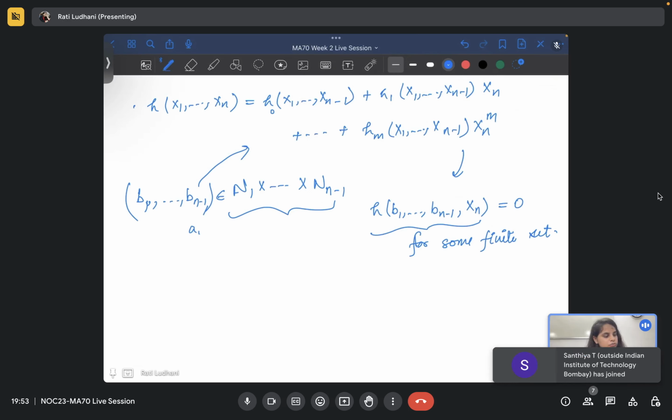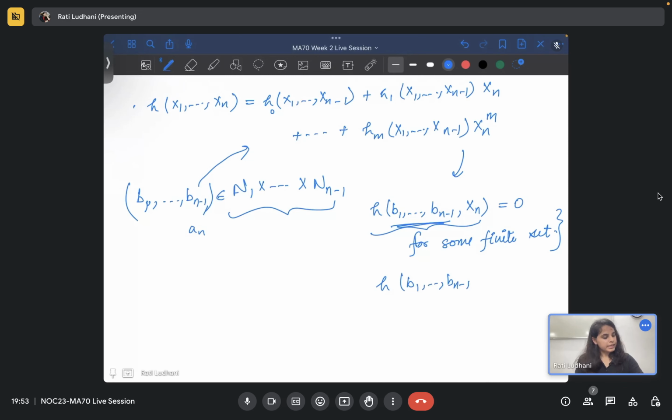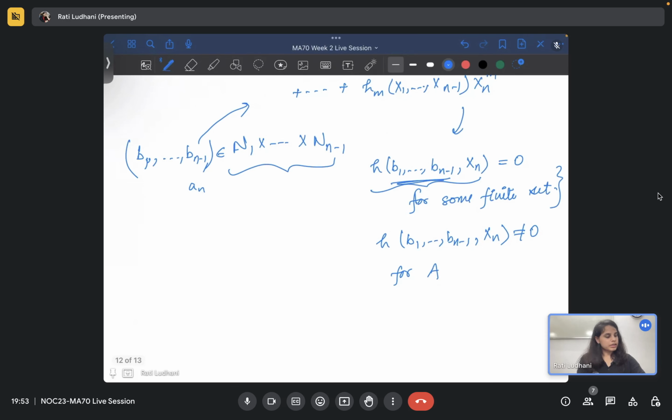So for each point b1 to bn minus 1 we have some finite sets. So b1 to bn minus 1 xn is not equal to 0 for a, meaning the full integral domain a, but finitely many. So just on finitely many points it will be 0, and at the left out points it will be non-zero on the whole ring.